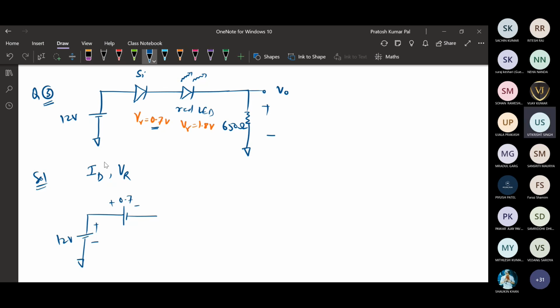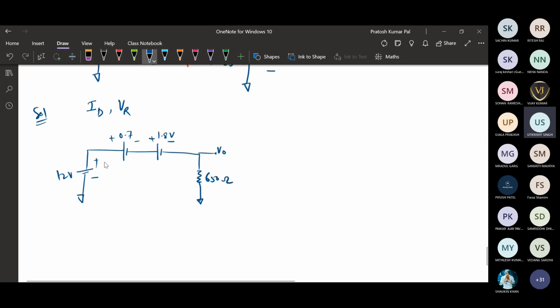Okay, similarly, this is another diode. Its knee voltage is 1.8 volt, and in that case also the applied voltage is 12 volt, that is much greater than 1.8 volt. So this will also be in on mode. So its equivalent circuit will be plus minus 1.8 volt, and a resistance. This is the output voltage and this is 650 ohm. Okay, so this will be the equivalent circuit.